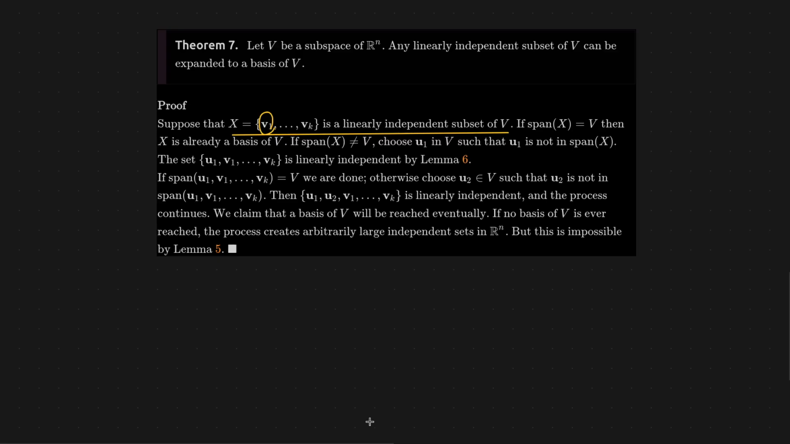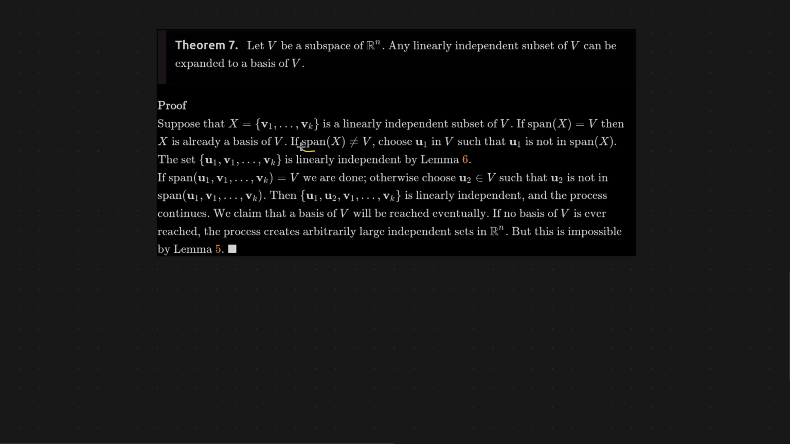We know one vector all by itself is linearly independent, of course. So pick any linearly independent subset of V. We know we could find one. If the span of that linearly independent subset is the vector space, then hey, guess what? We have a basis because it spans the space and it's linearly independent. And we're done. Okay? That's the boring case.